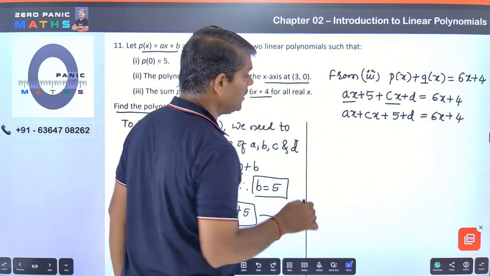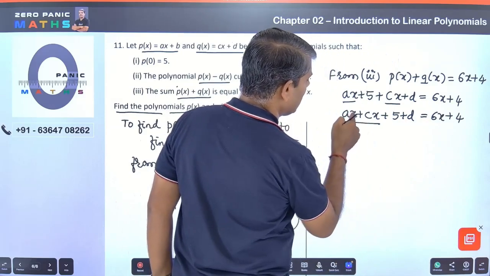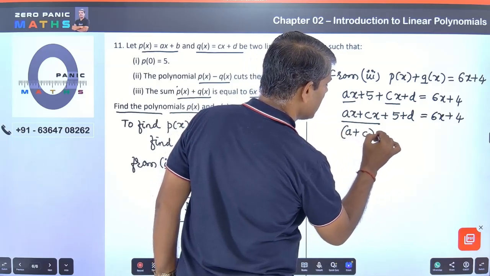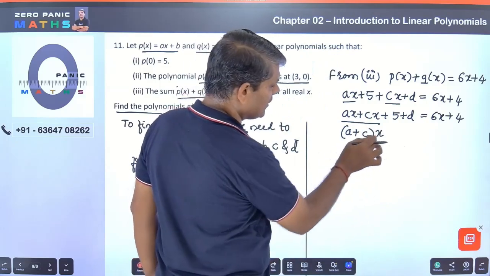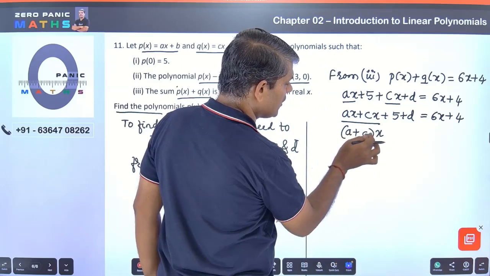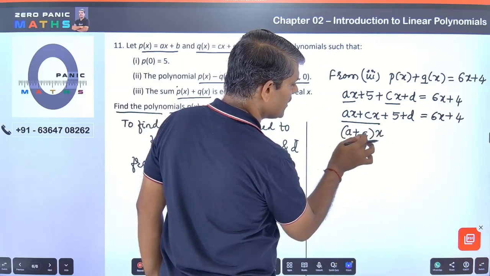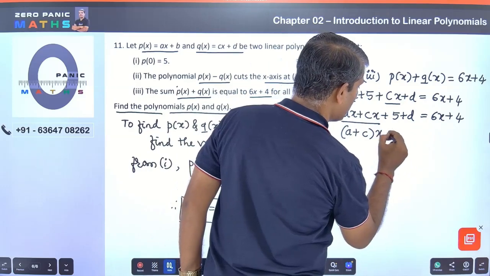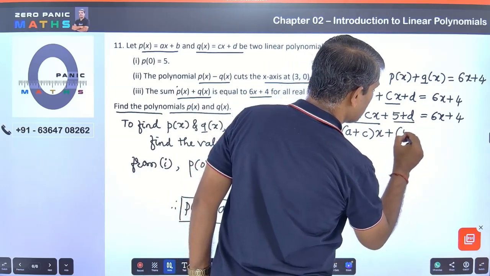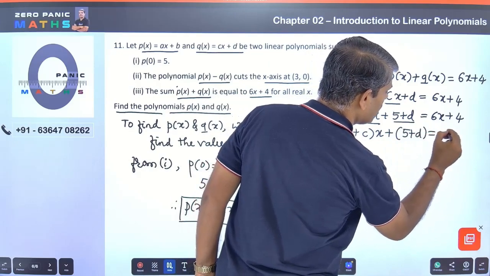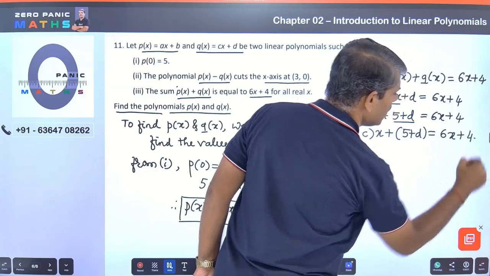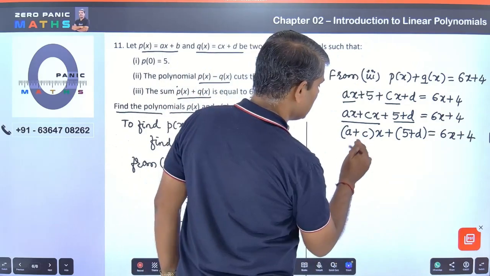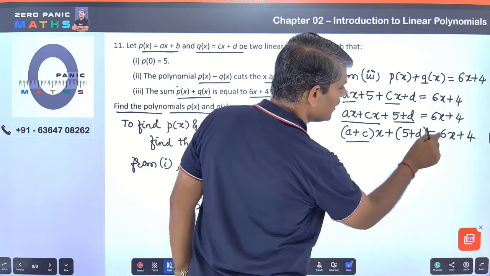Listen to me carefully, these steps. From here I'm taking x as common. So what is the bracket? It is a plus c, multiplied by x. If you multiply x to both terms inside the bracket, it will be ax plus cx. I'm just taking x outside as common and grouping the rest as one more part, is equal to 6x plus 4. What do you mean by this equality? This is a plus c into x, it is 6x.